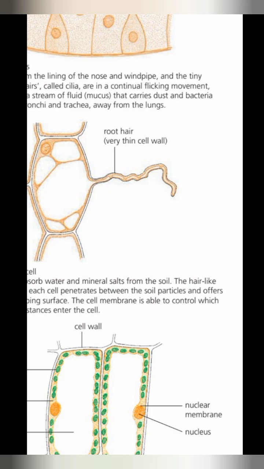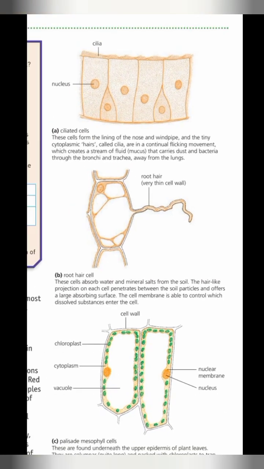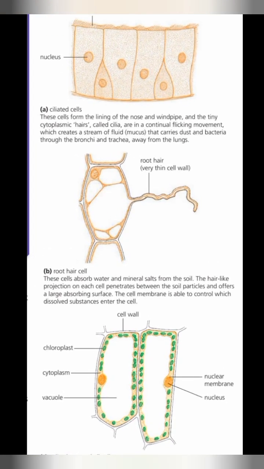It has a large vacuole, which means that it maintains a concentration gradient. Concentration gradient means that it contains a very low amount of substances like water and minerals. So water and minerals can easily diffuse toward the root hair cells. So this is the basic function of the root hair cell.